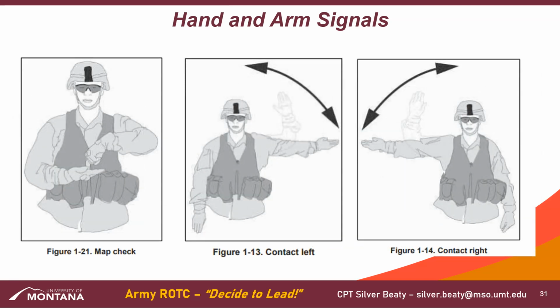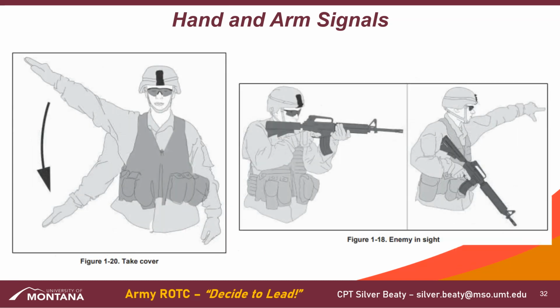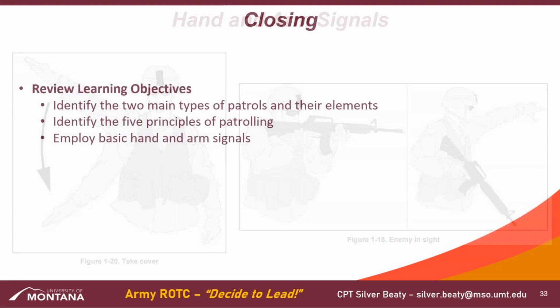And then you've got another one there, map check, contact left, contact right. That's pretty common sense. We use the left hand and or the right hand and arm to signal contact left, contact right, and point to the direction of where that contact is coming from. And take cover or get low, take a knee. And we've got enemy in sight, pointing the weapon towards the enemy and then pointing where you see them, I see them, enemy in sight.